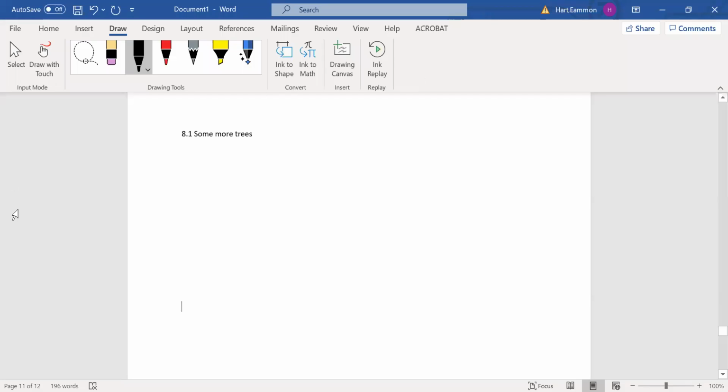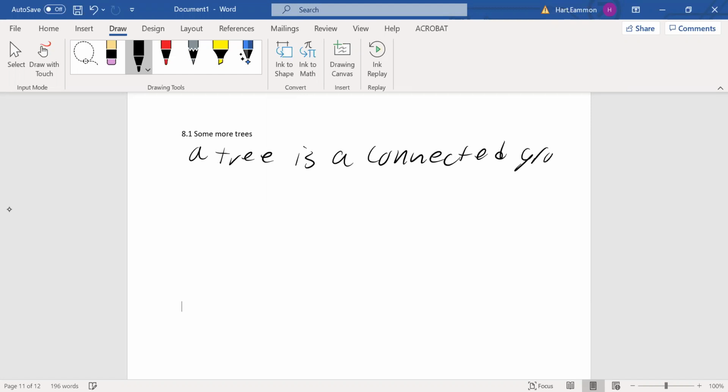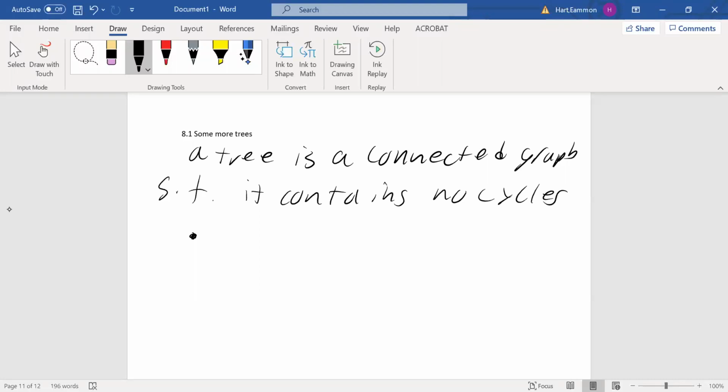Okay, so now we talked about trees a little bit earlier, but we're gonna dive into it a bit more. So a tree is a connected graph such that it contains no cycles. So this guy is just the most trivial tree right here.